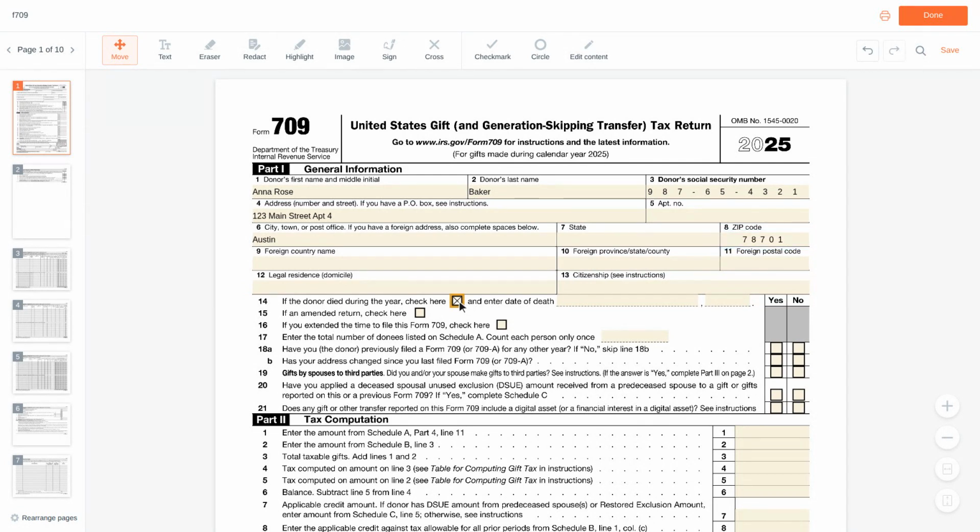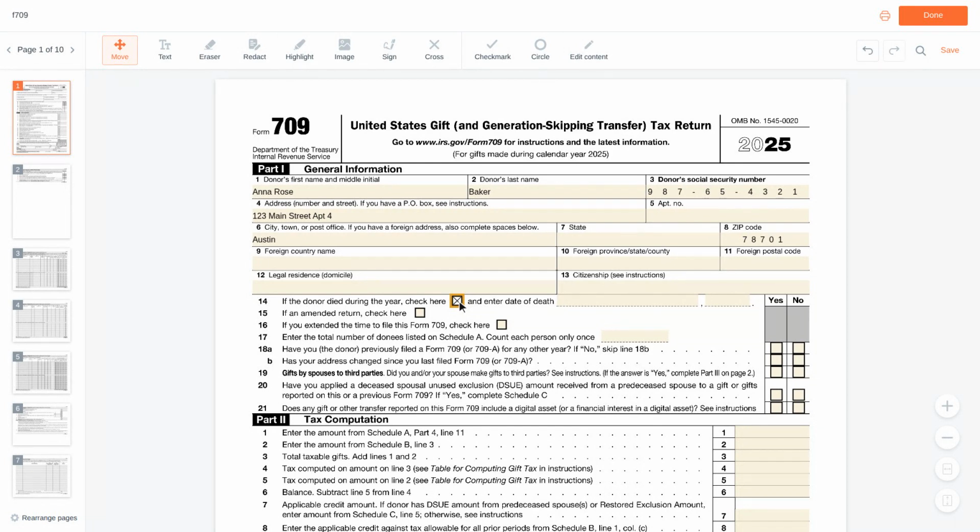Schedule A is where you list each gift. For each gift, describe the property transferred, the date of the gift, the donee's name and relationship to you, and the value of the property on the date of the gift. Use date of gift fair market value, not what you paid for the property.